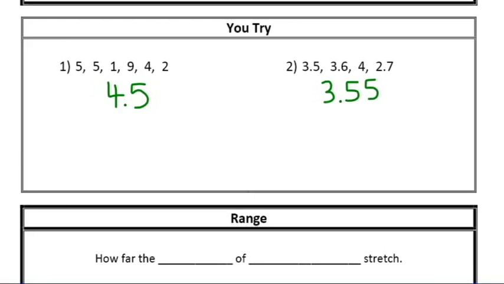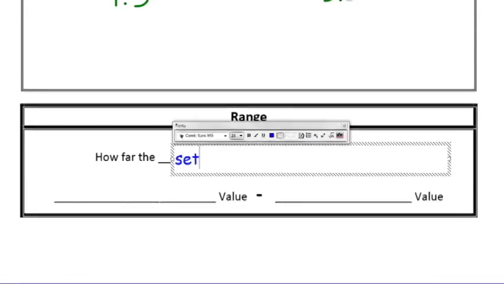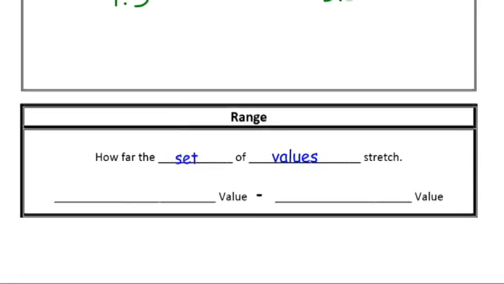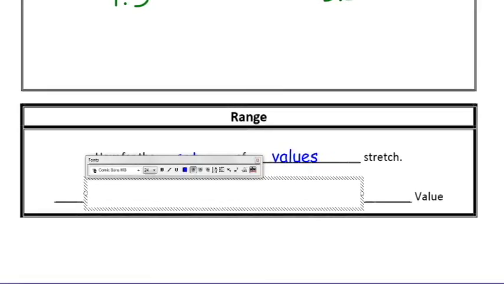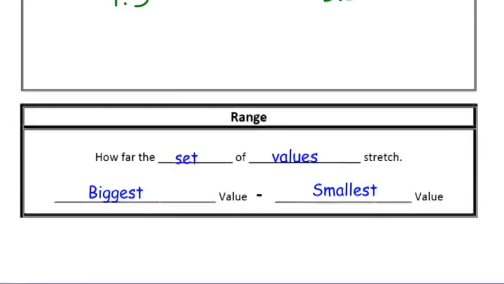We're going to talk about the range next. Now, the range is not an average, but the range looks at the averages. It looks at how far the set of values stretches. We calculate this by taking the biggest value and subtracting the smallest value. The greatest value minus the least value, the big minus the small. That's how we find the range. That's how we find how far these values stretch. Calculating it is very simple.